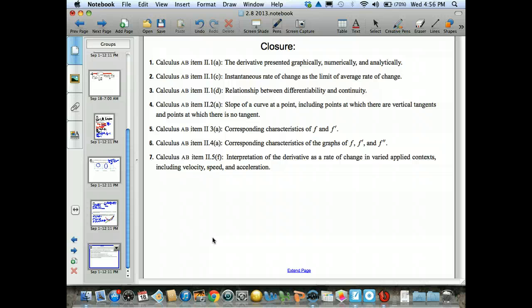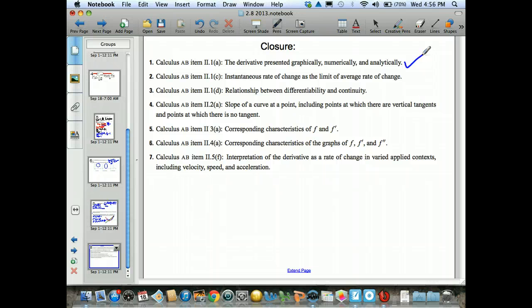Okay, folks, so those are the main topics in section 2.8. So I think that'll get you enough to start on some problems tomorrow when you come to class. These were our goals for the derivatives section. So we've done this first one here where we've looked at the derivative graphically, numerically, and analytically.